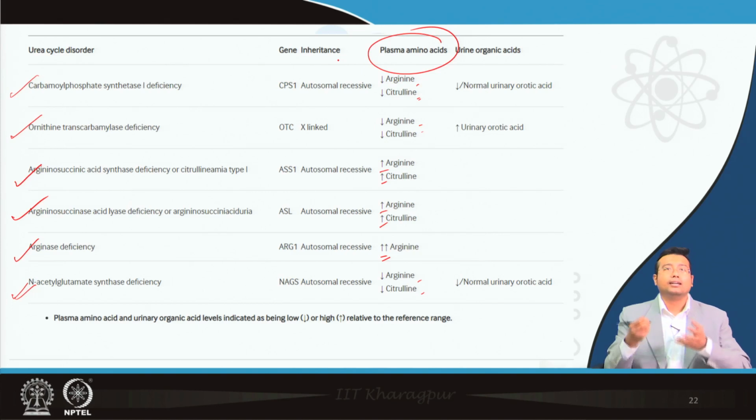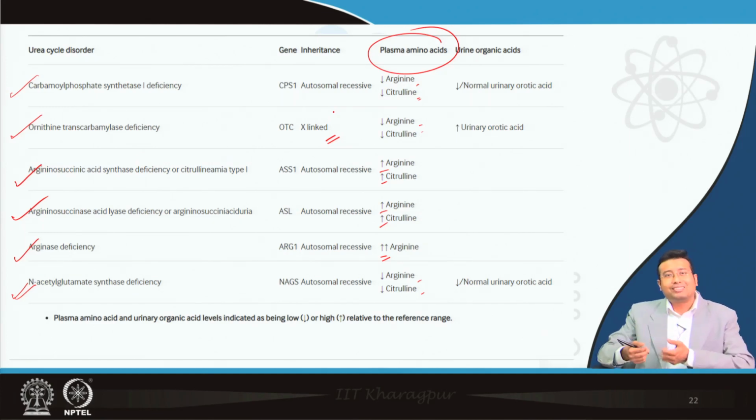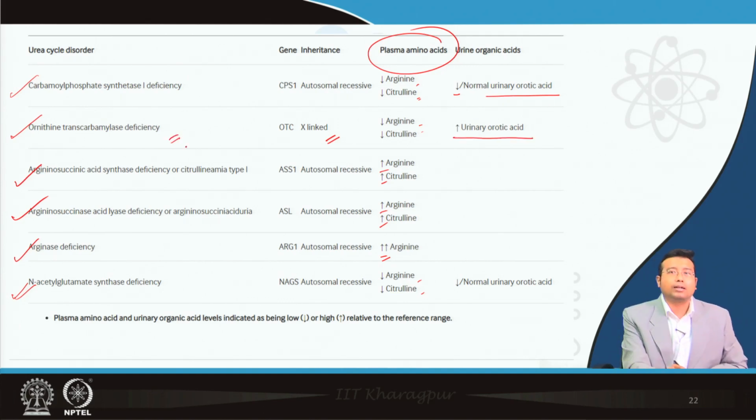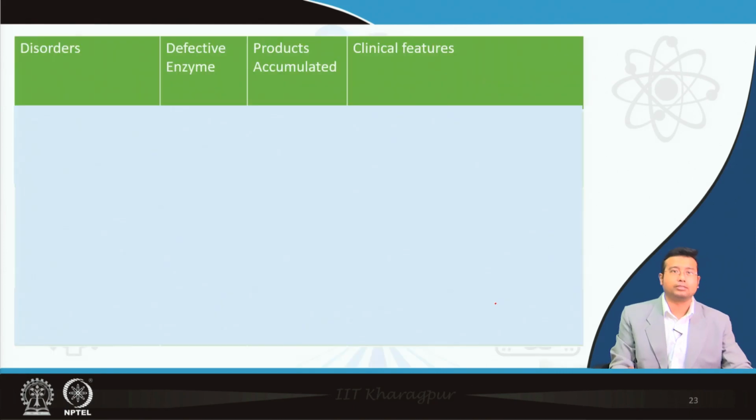Regarding genetic inheritance, I told you OTC, ornithine transcarbamylase, is X-linked, everyone else is autosomal recessive. One important piece of information: if we measure organic acids in urine in case of carbamoyl phosphate synthetase deficiency, there is normal or decreased urinary orotic acid, this is the marker. High urinary orotic acid happens in ornithine transcarbamylase deficiency, and again normal or decreased urinary orotic acid happens in N-acetyl glutamate synthetase deficiency.